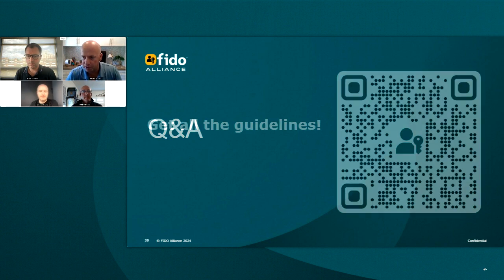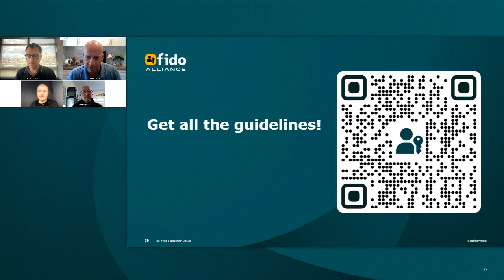A couple actions for you. First of all, view the guidelines, download them, or visit the site with all the design resources that you need.